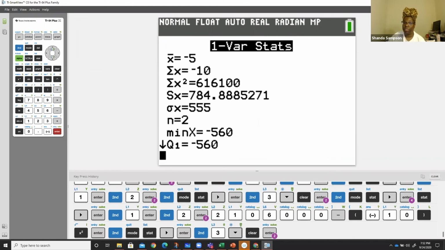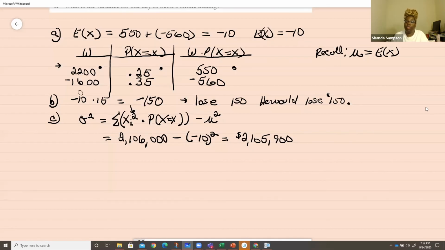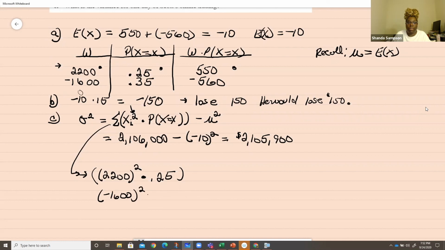So if you have the 83, or you don't get this with your 84, you really have to do the formula by hand. You would have to take 2200, square it, and times it by your 0.25. Negative 1600 squared times 0.35. Get what that is equal to, because it's the sum of these things, and then subtract mu squared. You'll see you get the same thing, but it requires a different set of work.